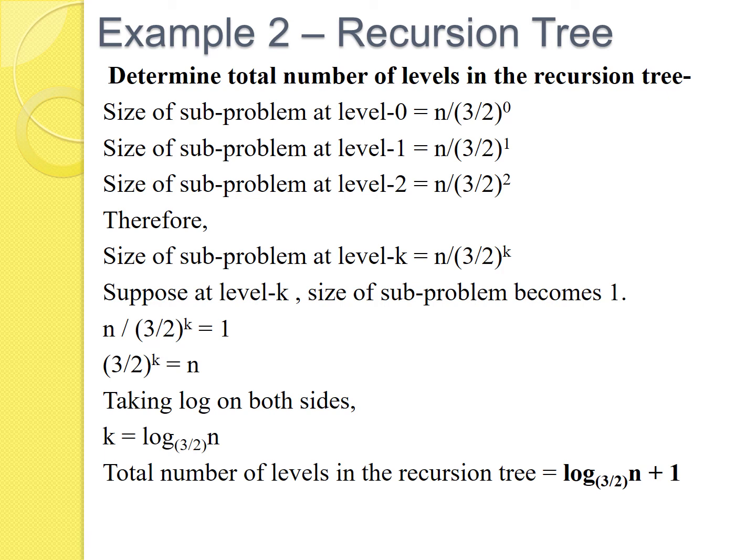Hence, n divided by (3/2)^k equals 1, and taking log on both sides and simplifying, k equals log base 3/2 of n. Hence, the total number of levels in the recursion tree equals log base 3/2 of n plus 1.